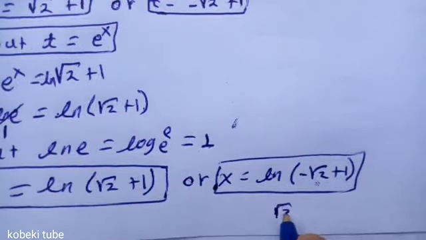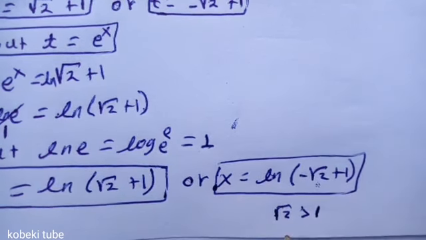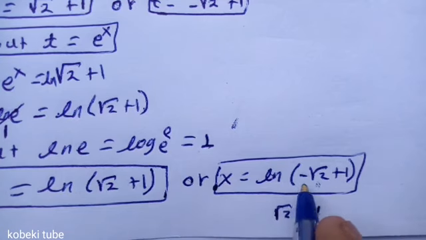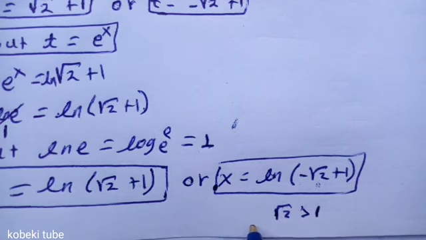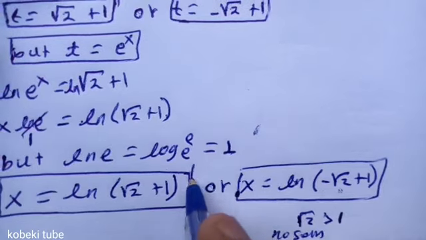But here square root of 2 is greater than 1, which makes the value inside the ln negative. But the ln of a negative value cannot be taken, so this x value cannot be a solution. So the only solution is this one.